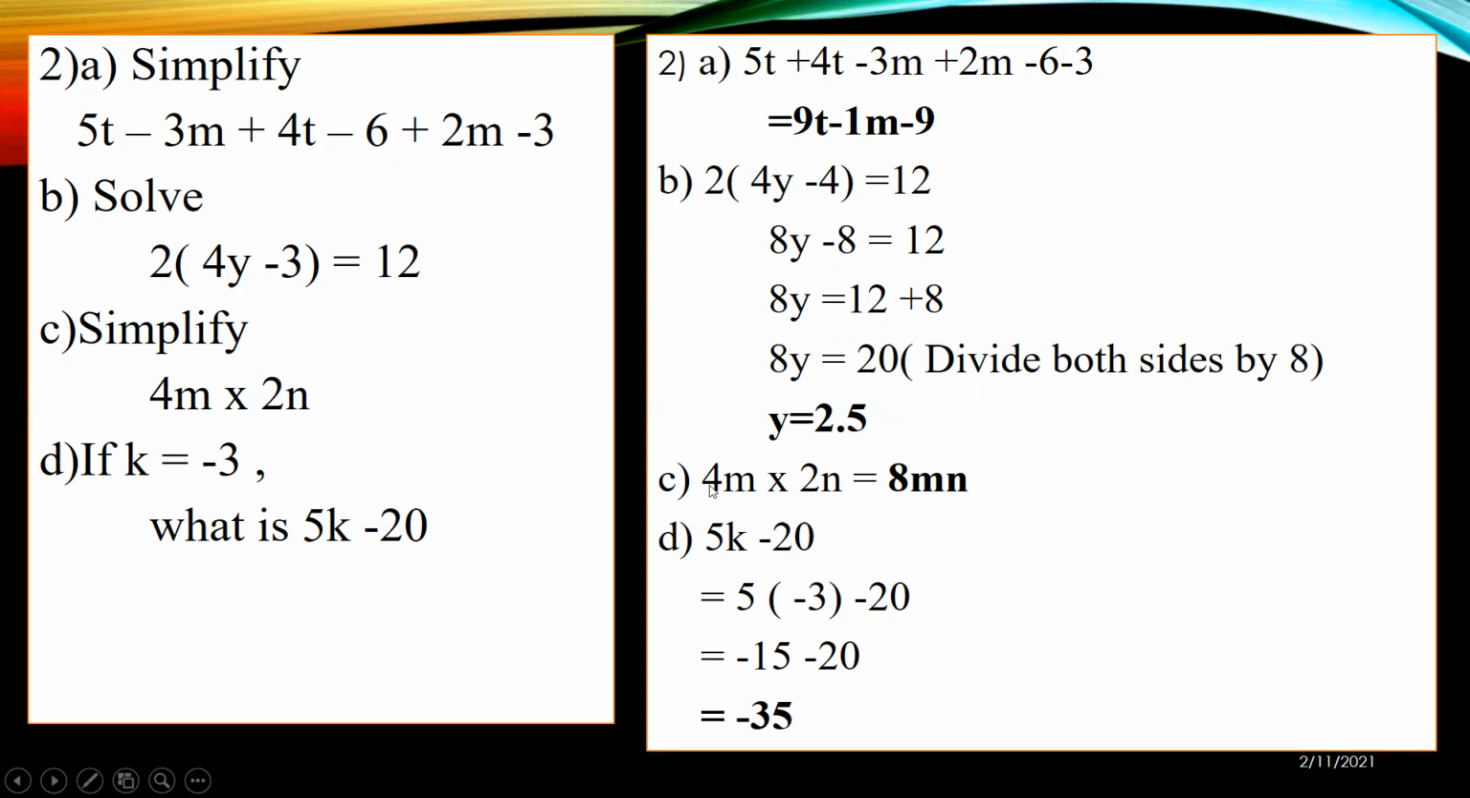In the C part, you have to simplify this. First, I'm going to multiply the numbers. 4 times 2, I'll get 8. And m times n, I'll get mn. Then my answer is 8mn. In the D part, the expression is 5k minus 20. Now you can substitute negative 3 for k. So then 5 times negative 3, which is negative 15, and you have negative 20. Signs are same. Then you can add and keep the same sign. Then you will get negative 35. Let's move to the next slide.